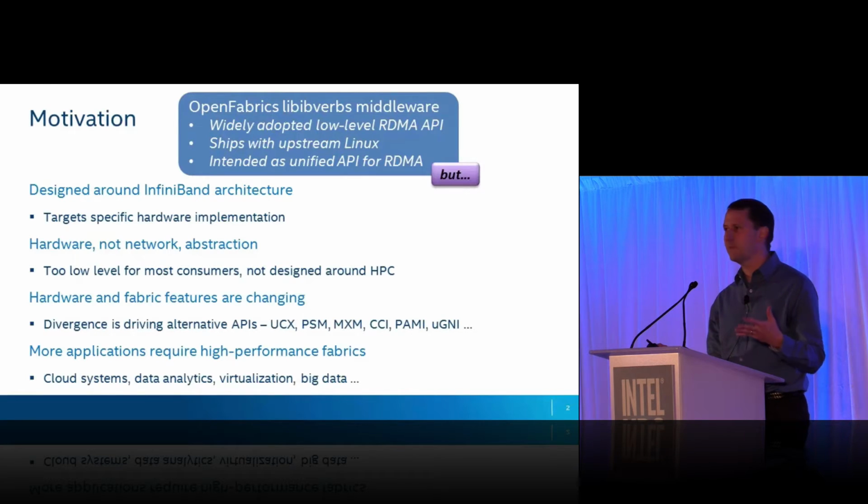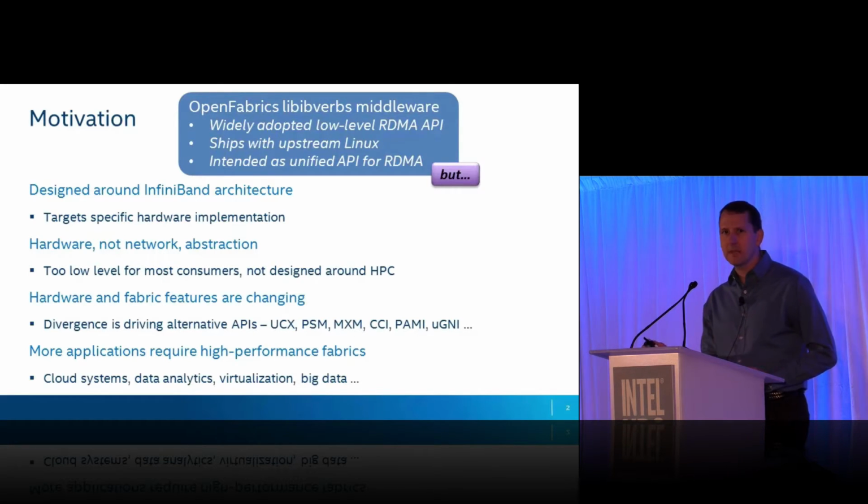This was the interface that a lot of applications ended up coding to. So it was widely adopted as the RDMA API in the industry. It is shipping with upstream Linux, so it's available in the distros. And there are some additional libraries that are part of work with libIBverbs that also ship within the distros. Actually, the Linux RDMA stack is in the kernel and upstream. And this is really intended as kind of a unified API for RDMA type devices.